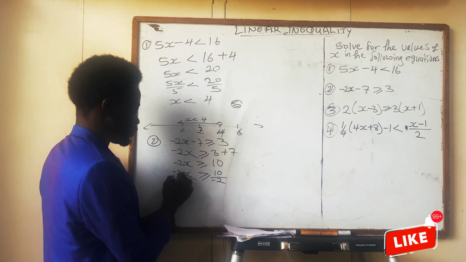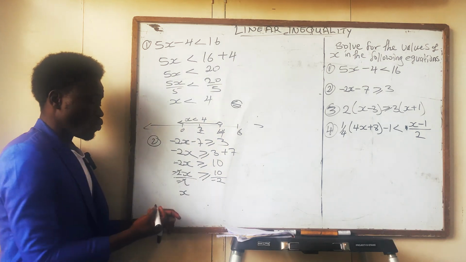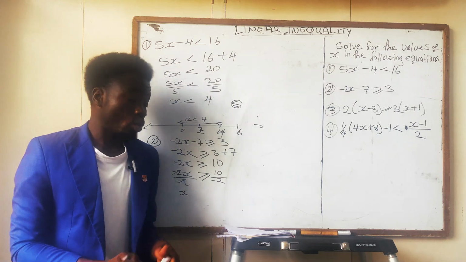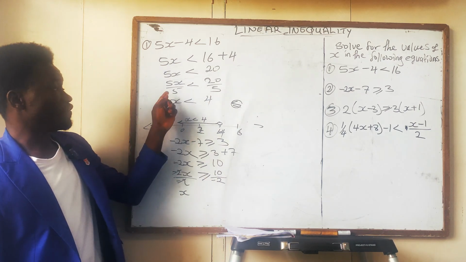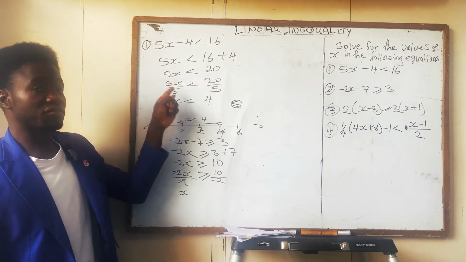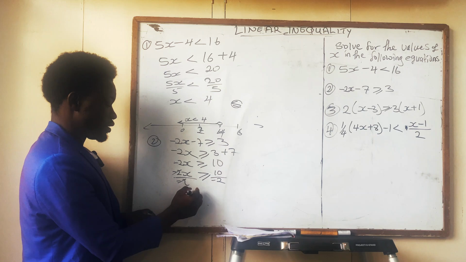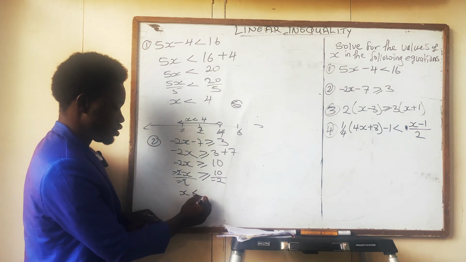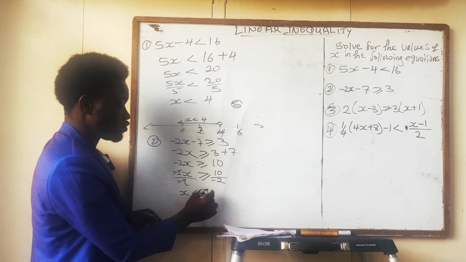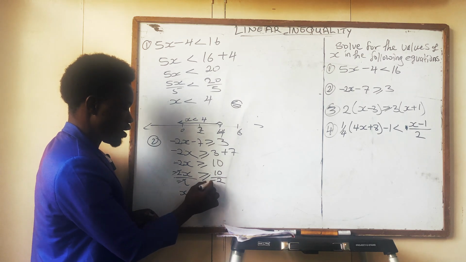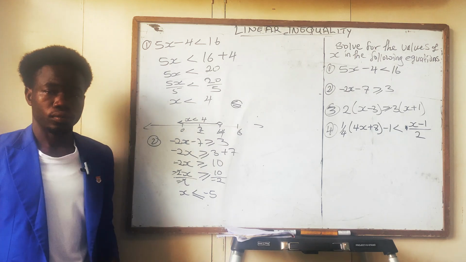So my x is, negative 2 is going to cancel this. Now I just mentioned that when we are dividing by a negative sign, then this sign will change. The earlier one, we were not dividing by a negative sign, so the sign still maintained. But because I'm dividing by a negative sign, then this sign will change, so less than or equal to. Then 10 divided by 2 will give me 5, and then remember there's a negative sign there that is causing the sign to change.